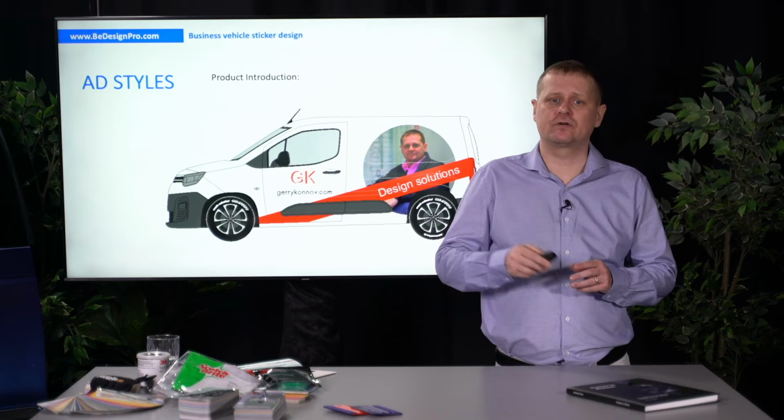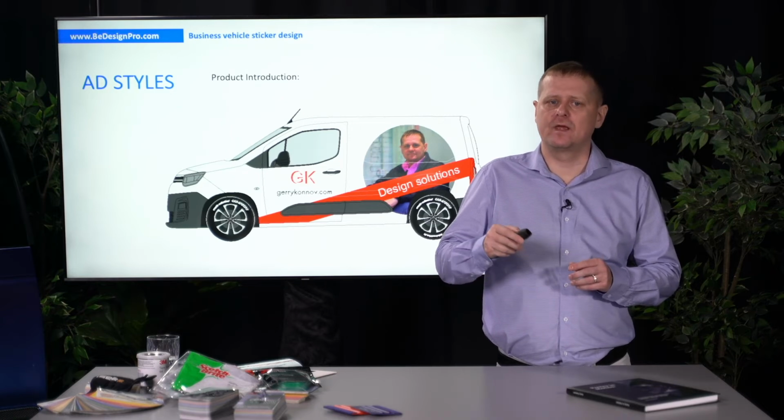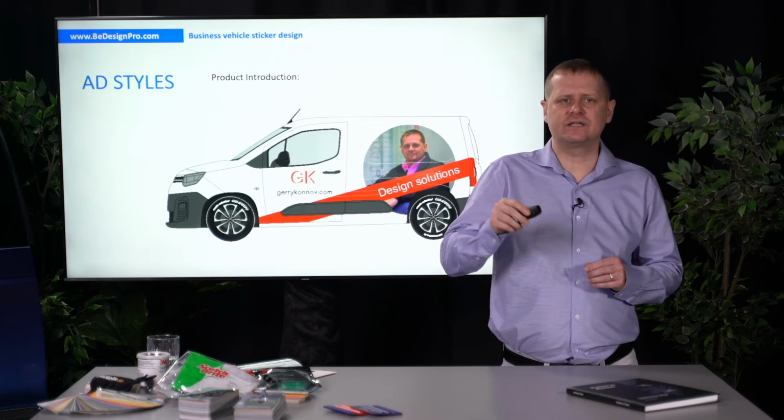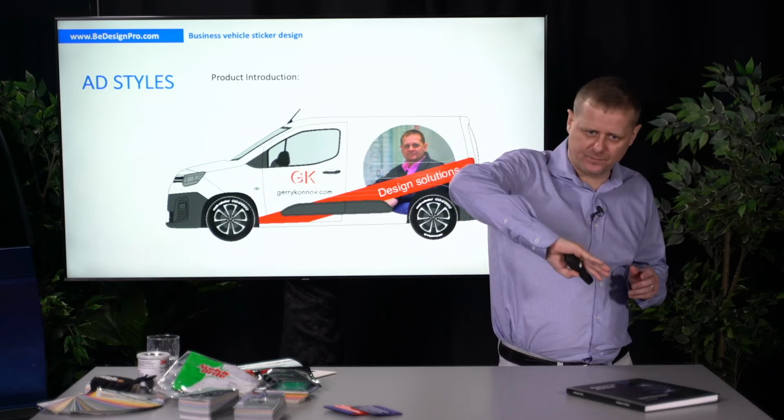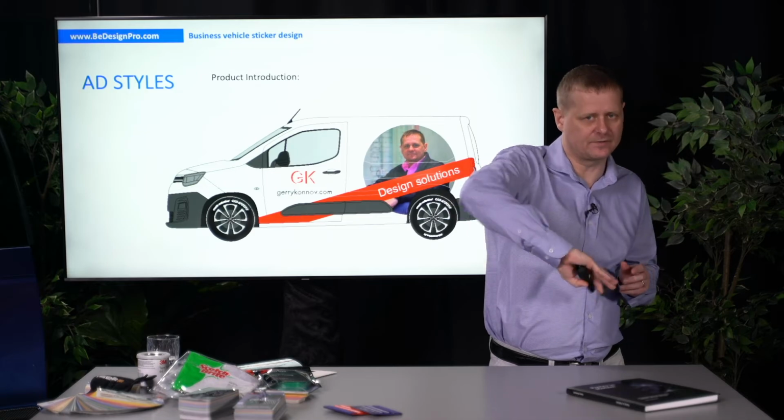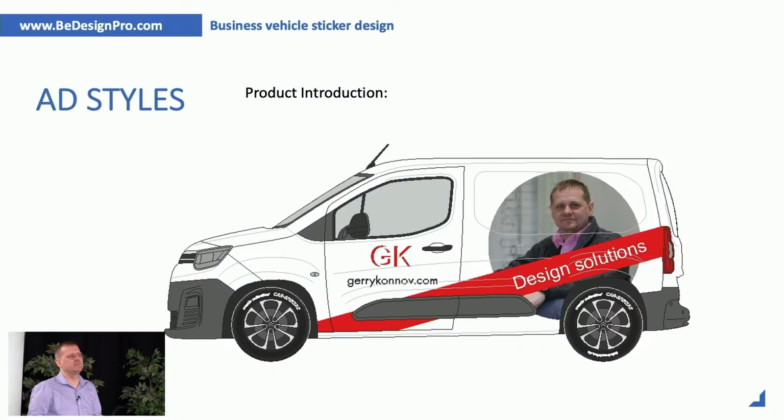Secondly, product introduction. You can see that I've moved the red stripe to a lower part of the car. The angle has gone a little bit steeper. My picture is added, as this is my personal brand. So you have me as a product, the red stripe as a design attractor, and now there has also been added product information, design solutions.